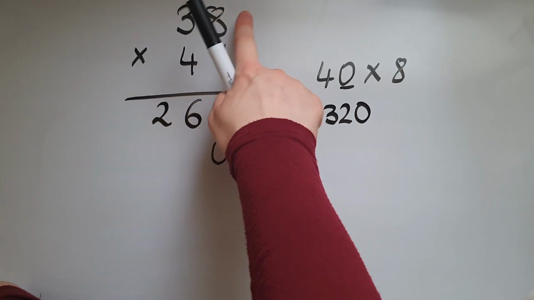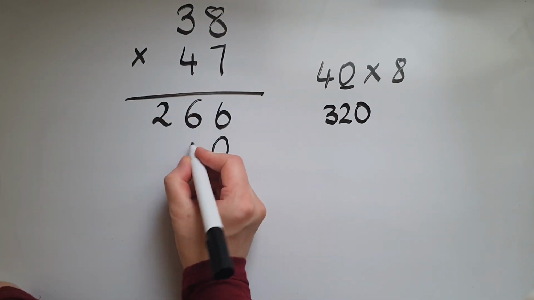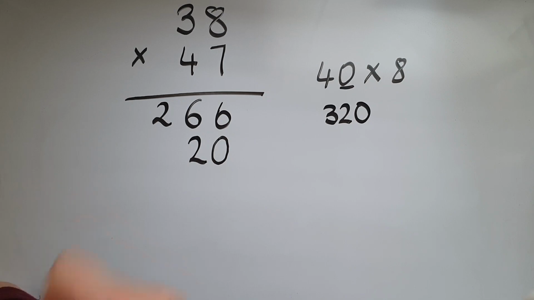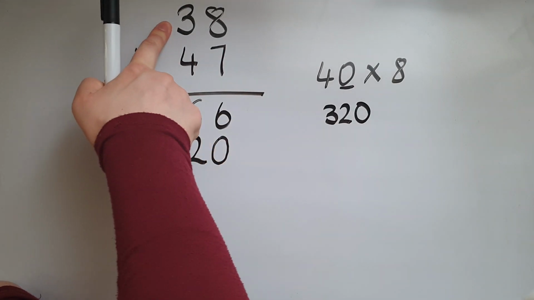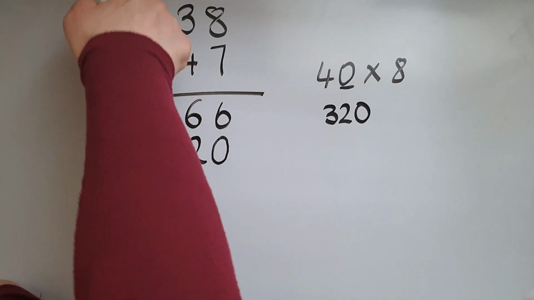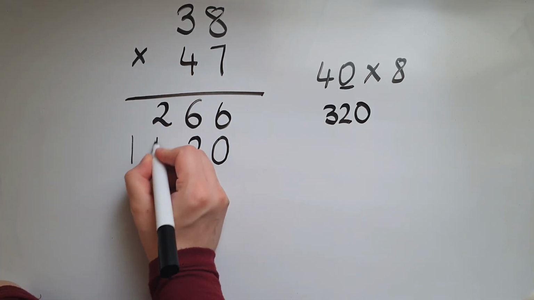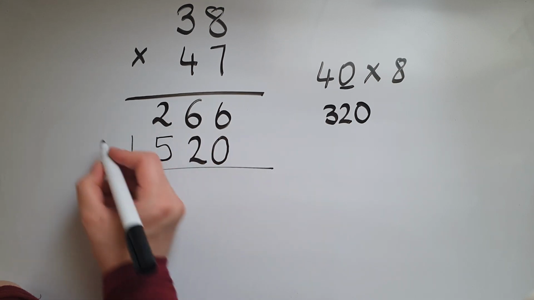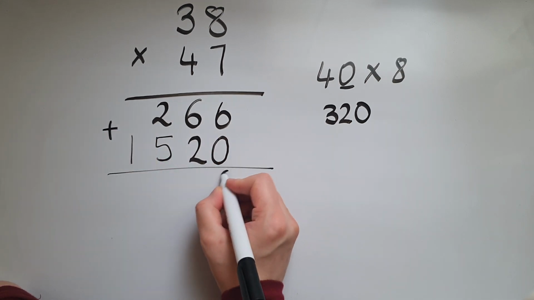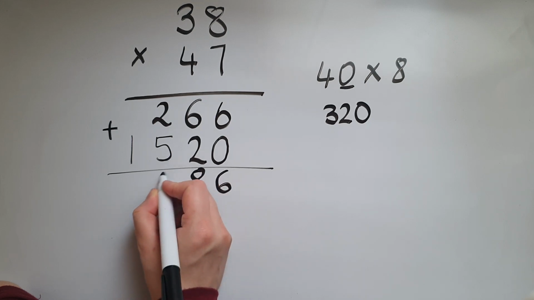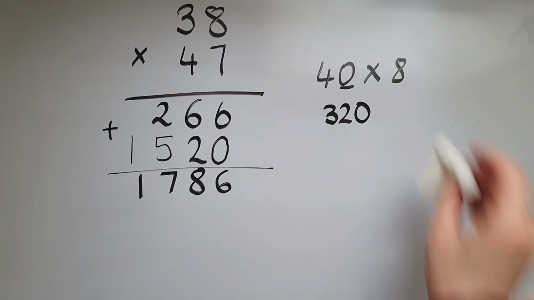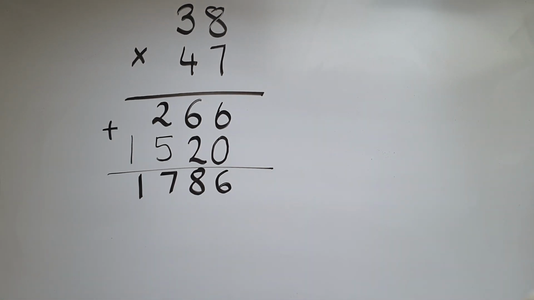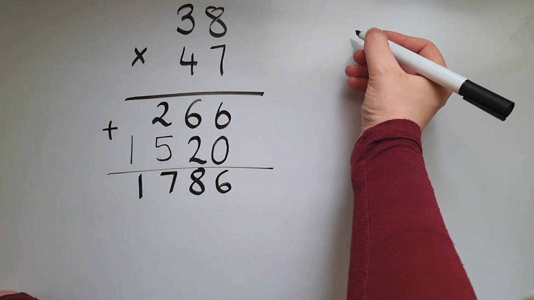So 4 times 8 gives us 32. So I put the 2 down and I carry the 3 over. Now 4 times 3 is 12 and the 3 is 15. Adding these two together, I get 1786. Let's repeat this with another two numbers.